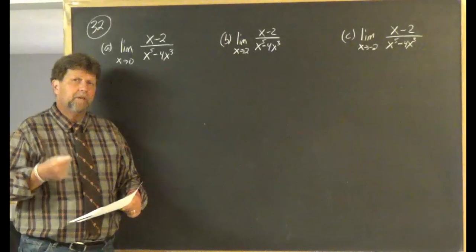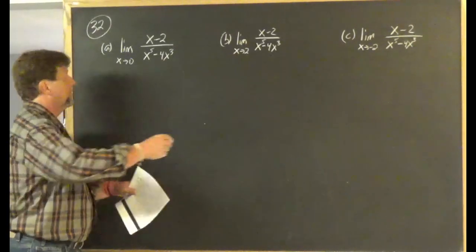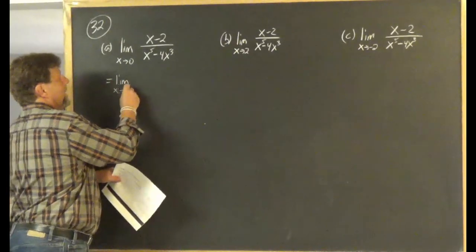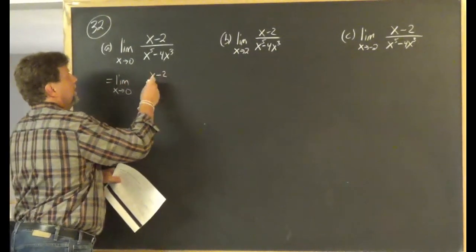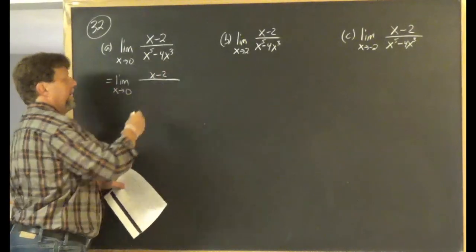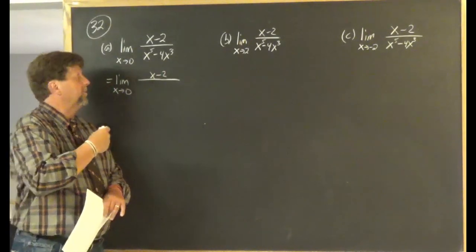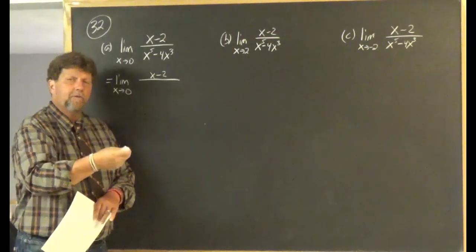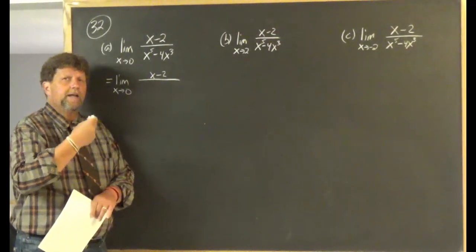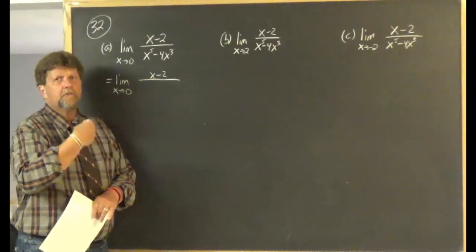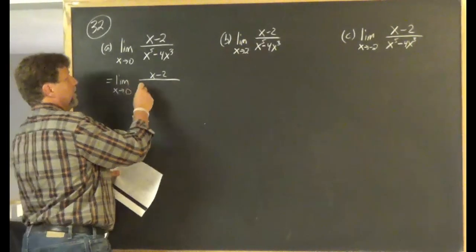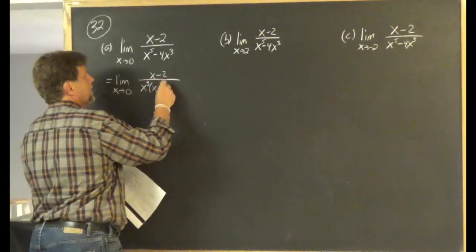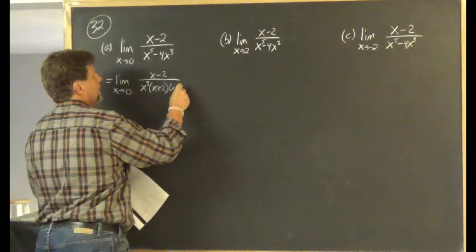I would begin by completely factoring the denominator. So folks, here in the denominator I'd factor out an x cubed. That would leave me with an x cubed times the quantity x squared minus 4. X squared minus 4 factors to (x plus 2) times (x minus 2). So the complete factorization is x cubed times (x plus 2) times (x minus 2).